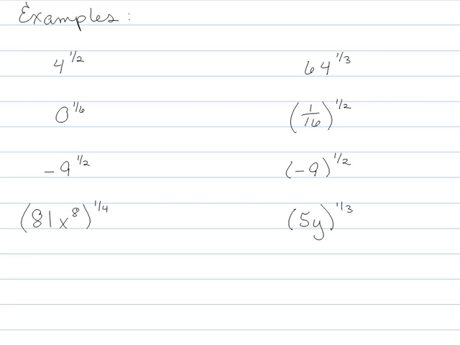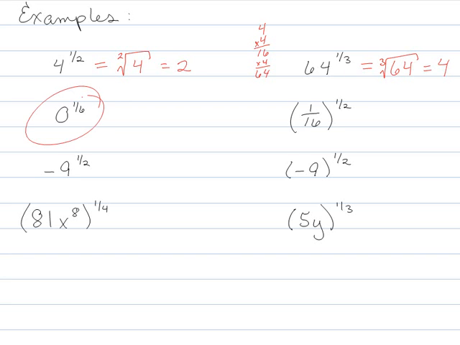So now, assuming that you've done that, this would be just like the one we did. 4 to the 1/2 power literally means the square root of 4, which is 2. 64 to the 1/3 power is the cube root of 64. So what times what times what is 64? I believe it's 4, right? Because 4 times 4 is 16, and then 16 times 4 is 64. So 4 cubed is 64, so the cube root of 64 is 4.